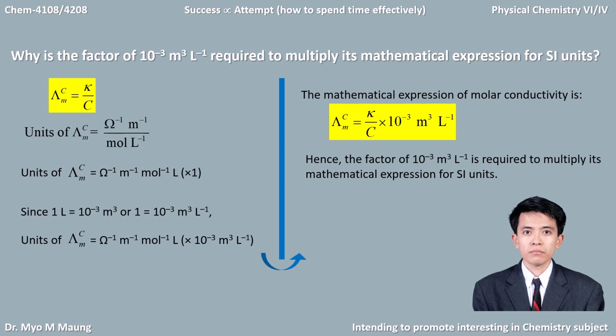So, units of lambda molar C equals per ohm per meter per mole liter, a whole into 10 power minus 3 cubic meter per liter. So, the mathematical expression of molar conductivity is lambda molar C equals kappa by C into 10 power minus 3 cubic meter per liter. Hence, the factor of 10 power minus 3 cubic meter per liter is required to multiply its mathematical expression for SI units.